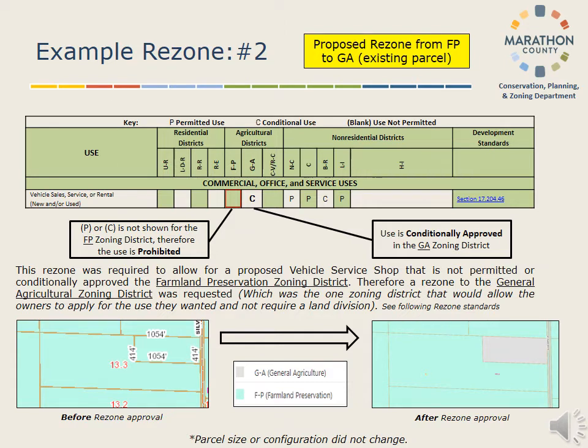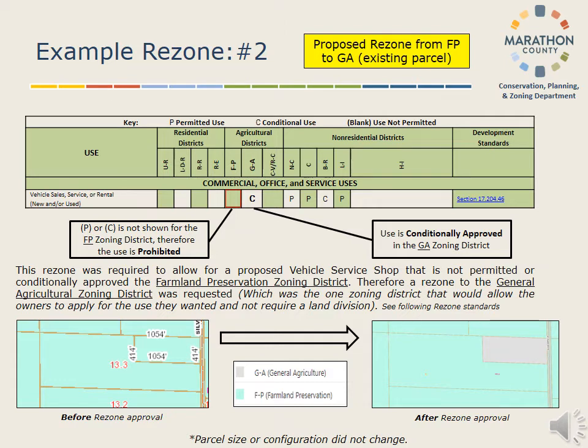The general agricultural zoning district was chosen to allow for the particular use in question, which was the vehicle service shop, but also would allow the owners to do so without requiring a land division. As you can see in the table, for the farmland preservation zoning district in the box, there is no P or C shown. The P stands for permitted use and the C stands for conditional use.